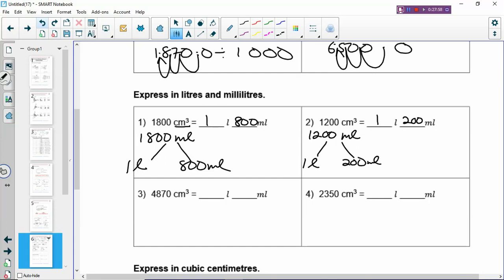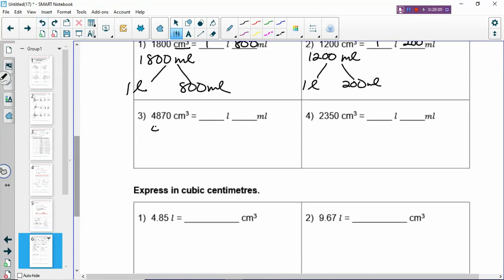Alright, the next one, again, change it to ml. 4870 cm cube is also 4870 ml. And number bonds, so break up, you can take out 4000 ml, which is 4 liters. And when you take out 4 liters, that will be 870 ml left. So you have 4 liters and 870 ml.